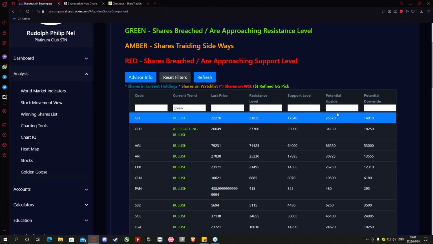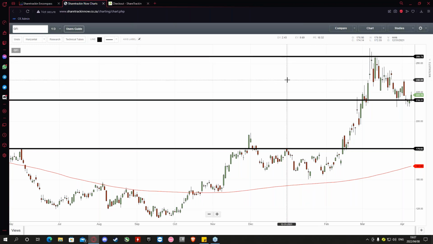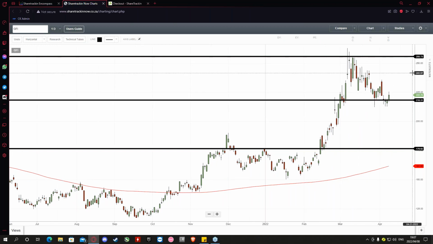So the potential upside on this is 255.70. So 255.70 would be more or less there. So that's where the share needs to grow to. So the share obviously already went to that line. It fell again, and now it's got the potential to go back to the 255.73.